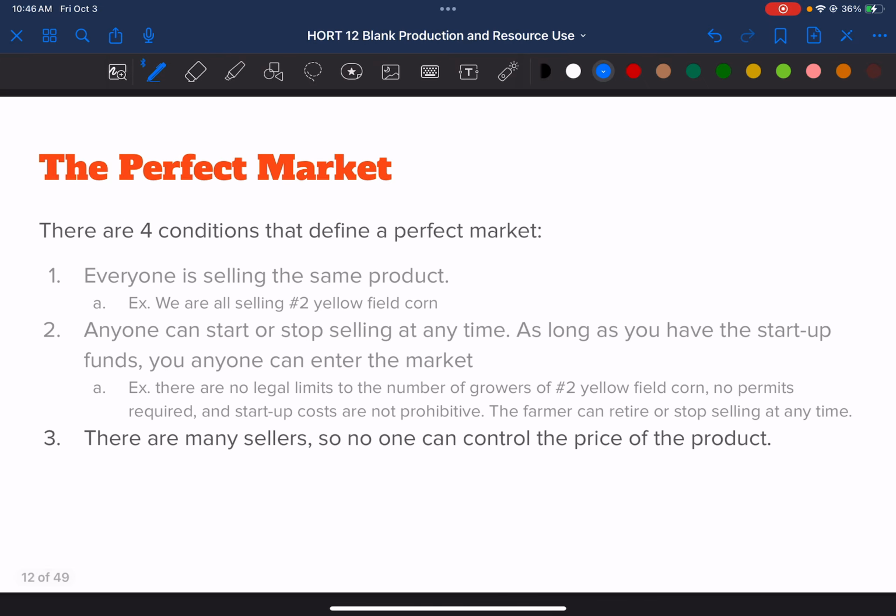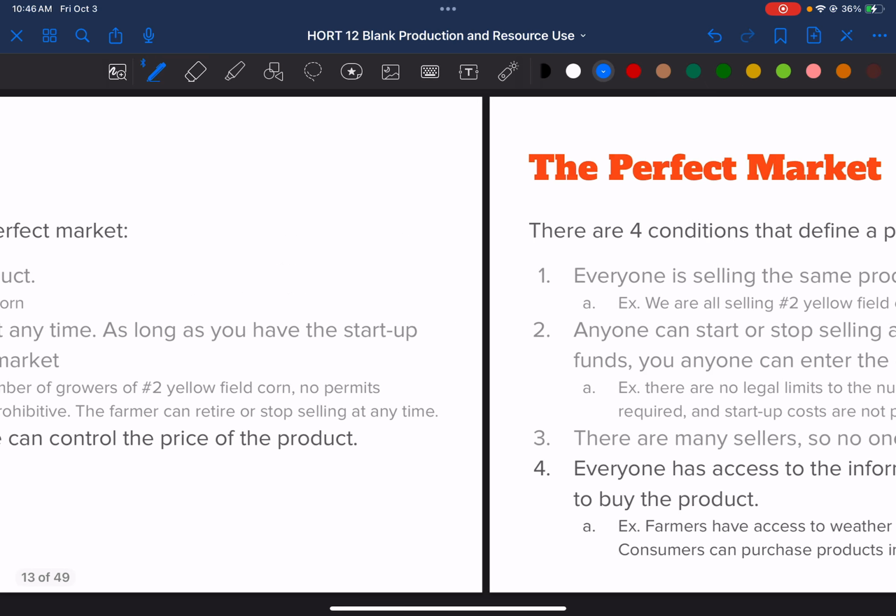The third condition is that there are many sellers, so no one can control the price of the product. We talked about being a price taker. There are many sellers, no one can control the price.